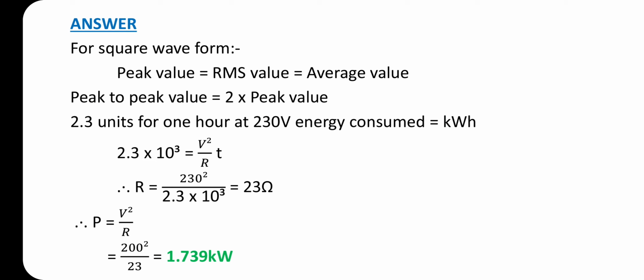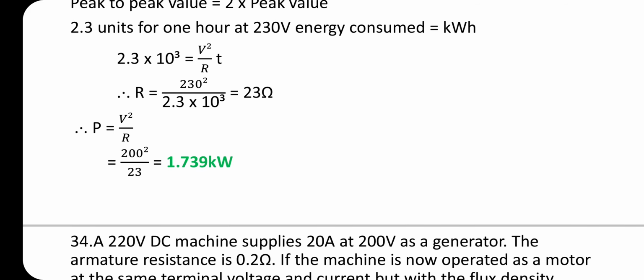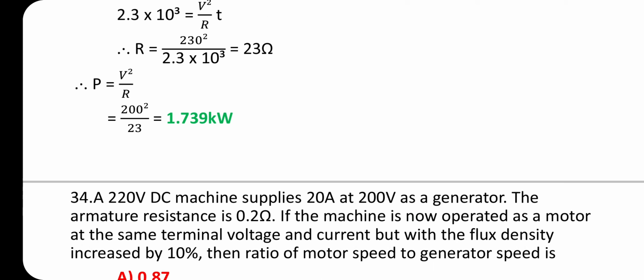For a square waveform, peak value equals RMS value equals average value. Peak to peak value equals 2 into peak value. 2.3 units for 1 hour at 230 volt, energy consumed equals kilowatt hour. That is 2.3 into 10 raised to 3 equals V square by R into T. Therefore, from this line we get the value of R. By rearranging, we get 23 ohm. Therefore, P equals V square by R. Substituting the values of V and R, we get P as 1.739 kilowatt.